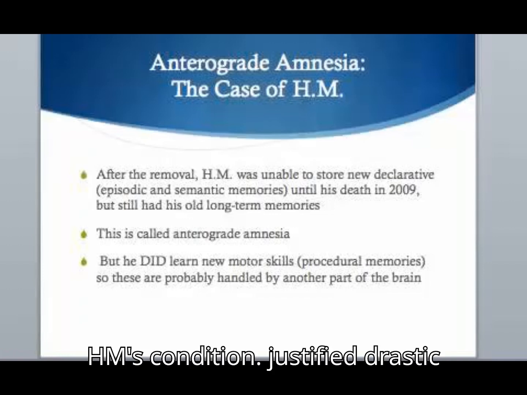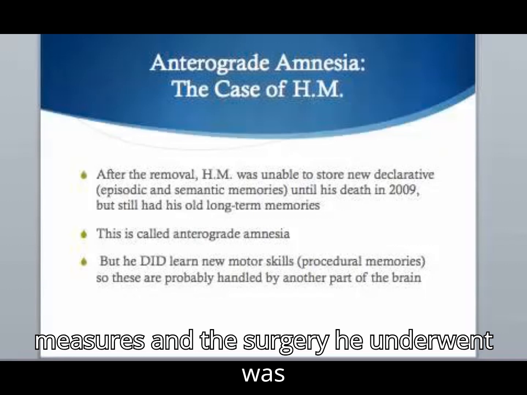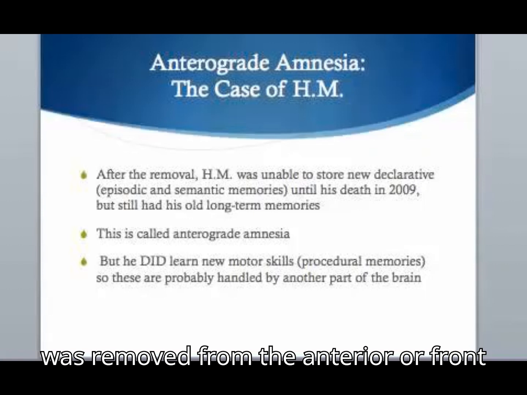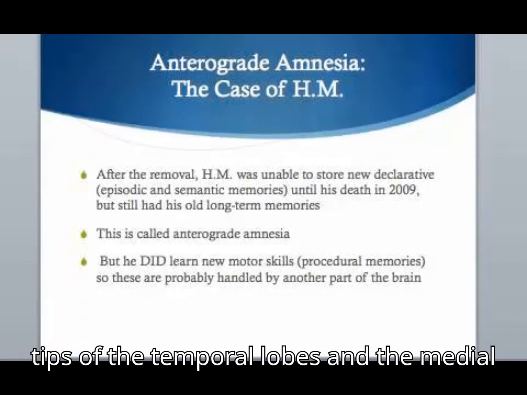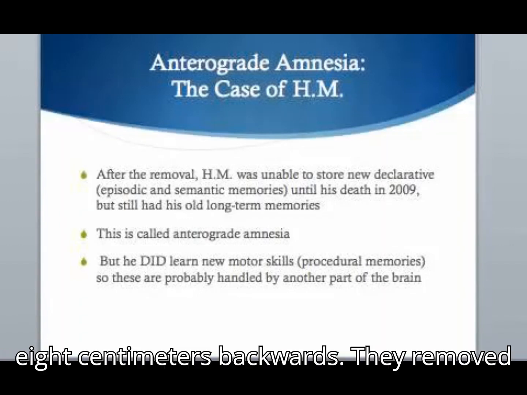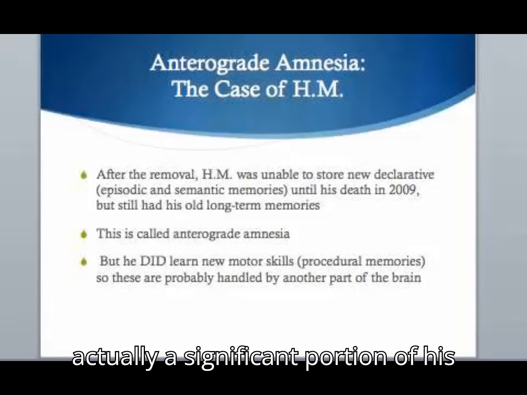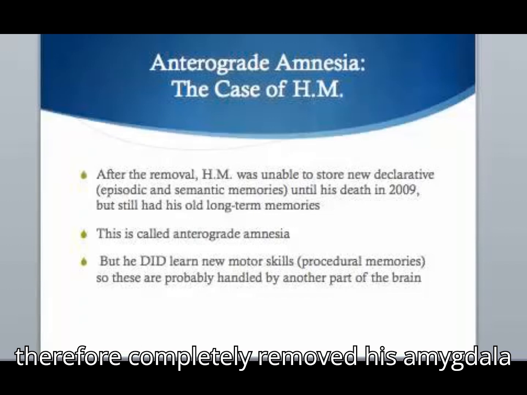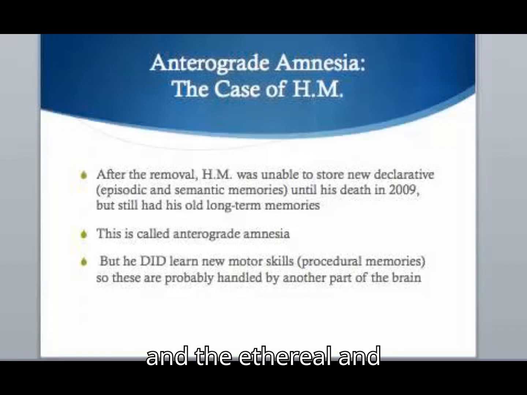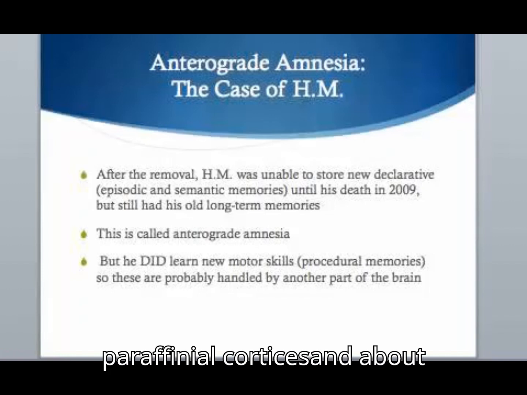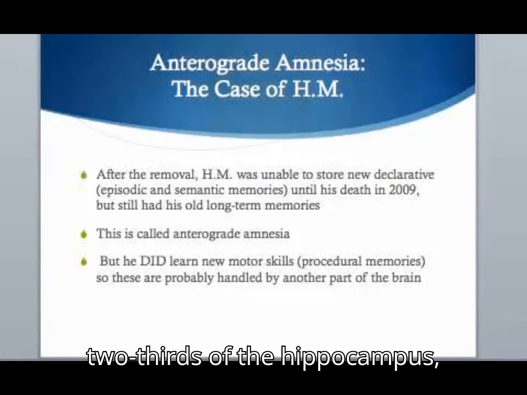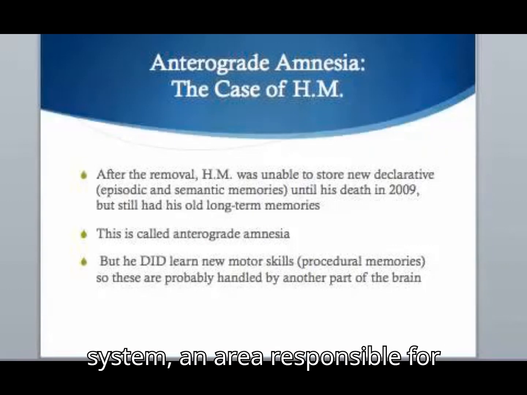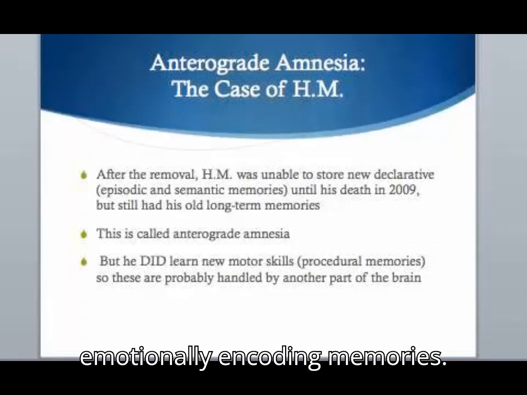HM's condition justified drastic measures, and the surgery he underwent was extensive and radical. Tissue was removed from the anterior or front tips of the temporal lobes and the medial or inner surface of the brain, extending 8 centimeters backwards. They removed actually a significant portion of his temporal lobes. And the resection therefore completely removed his amygdala, the entorhinal and perirhinal cortices, about two-thirds of the hippocampus, what was known later as the limbic system, an area responsible for emotionally encoding memories.